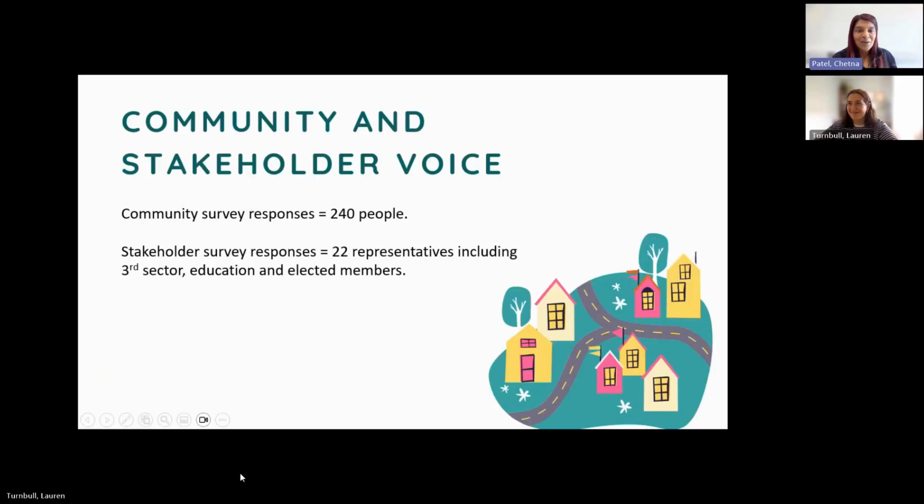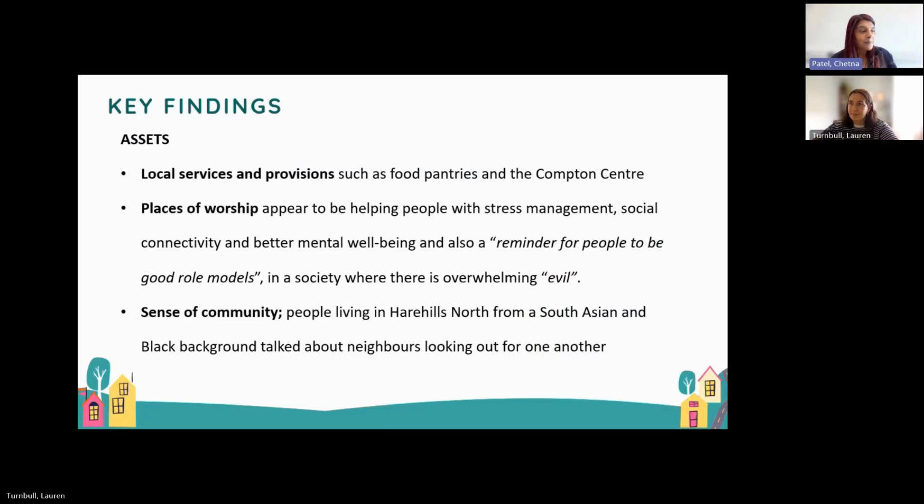The community and stakeholder voice. So again, fantastic feedback we got from communities. Next slide, Lauren. So similar things, and just to highlight, places of worship came up as a really positive place for people to help with their stress management, and a real sense of community for people, in particular from culturally diverse communities, who felt they were able to look out for each other and look out for their neighbours. And next slide, please, Lauren.